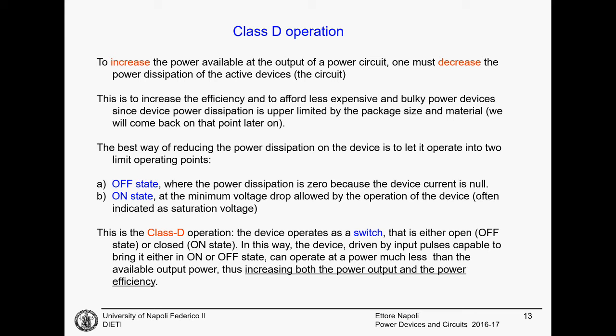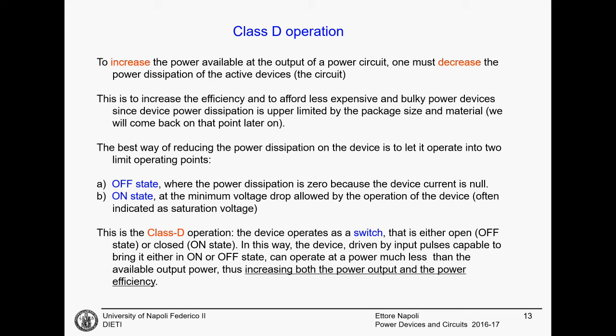The improved efficiency has a lot of beneficial effects. For example, we can use less expensive and cheaper power devices that are smaller, and because we can use a package that is less performing in terms of power dissipation. The best way to reduce the power dissipation that we have on the active devices is operating the active devices in those regions in which there is very small power dissipation.